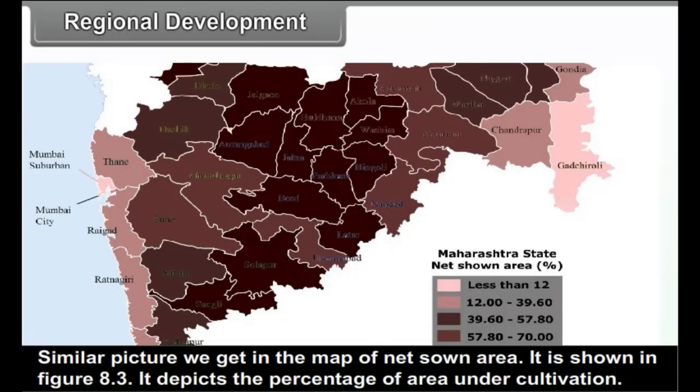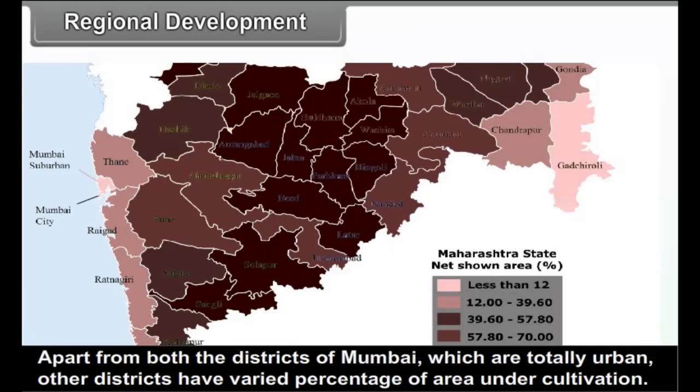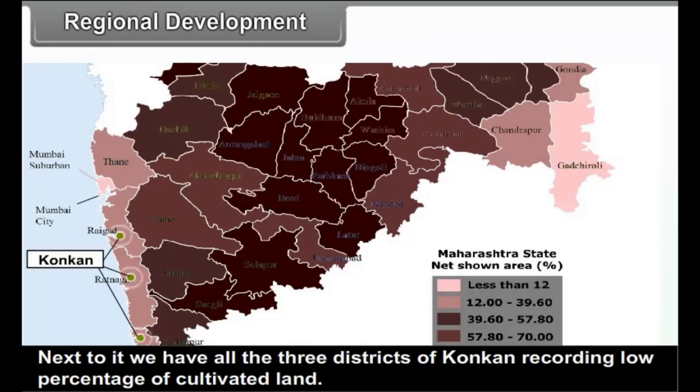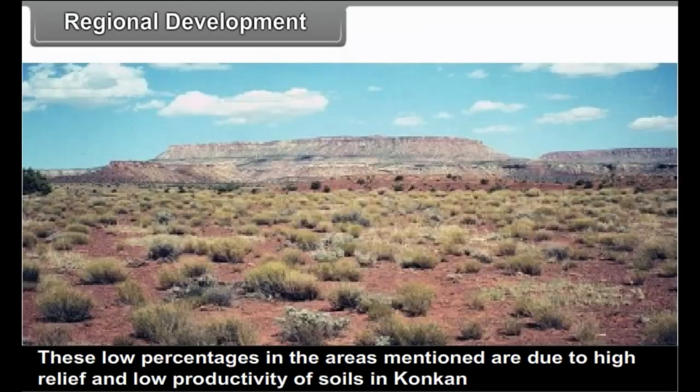A similar picture we get in the map of net sown area. It is shown in figure 8.3. It depicts the percentage of area under cultivation. Apart from both the districts of Mumbai, which are totally urban, other districts have varied percentage of area under cultivation. Gadchiroli district records the lowest percentage in terms of area under agriculture. Next to it, we have all the three districts of Konkan recording low percentage of cultivated land.